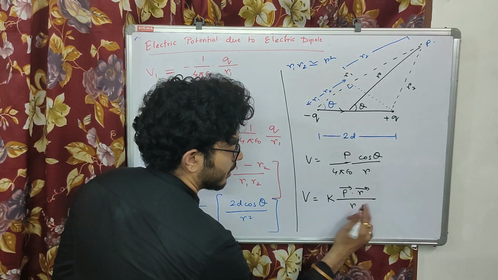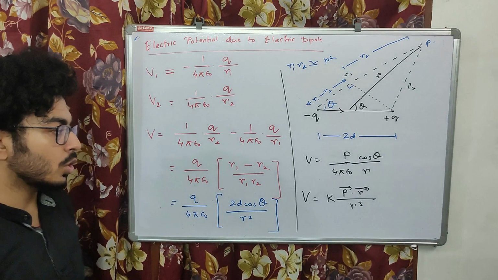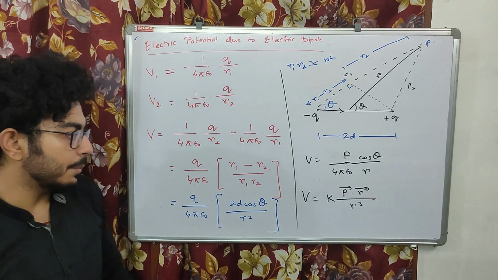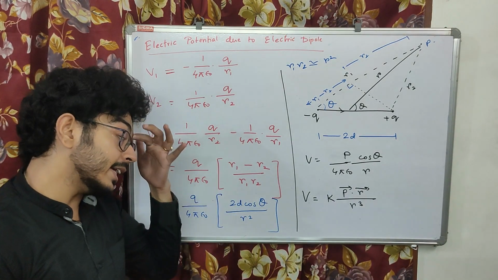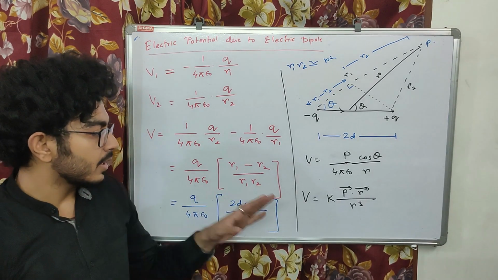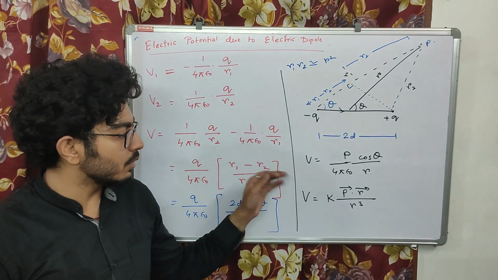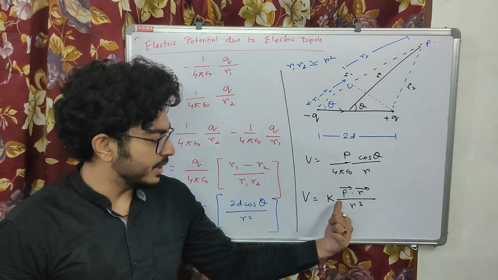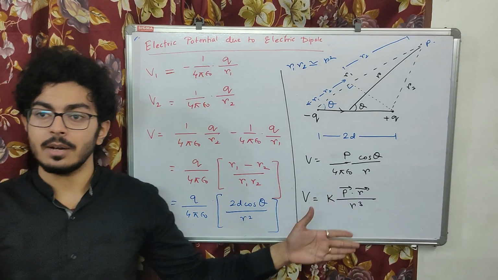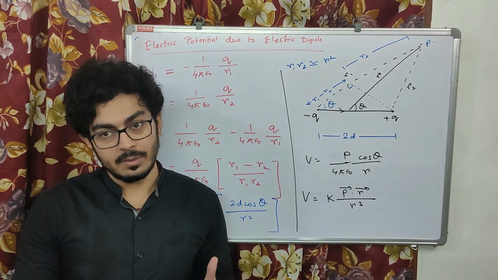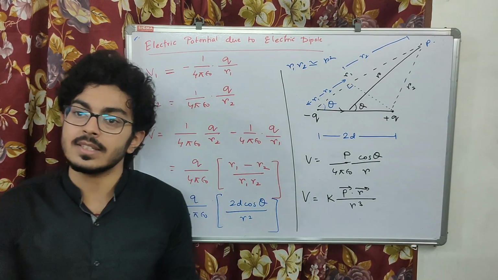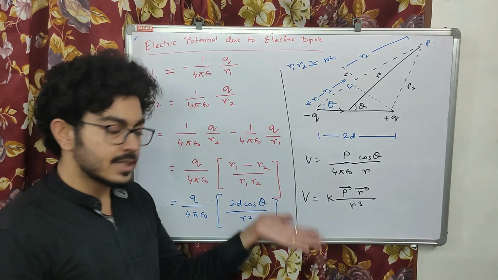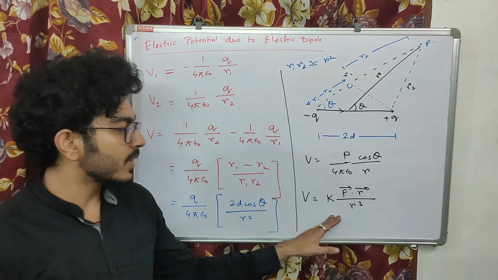Sorry, this will be R cube. I can also write it like this, K P dot R by R cube. So if I write it like this, what does it become? V is equal to P cos theta by 4 pi epsilon R, or K P dot R by R cube. See, P dot R means this is a scalar product. Scalar product means we are going to get a scalar value. So potential is a scalar quantity. So this is correct also.